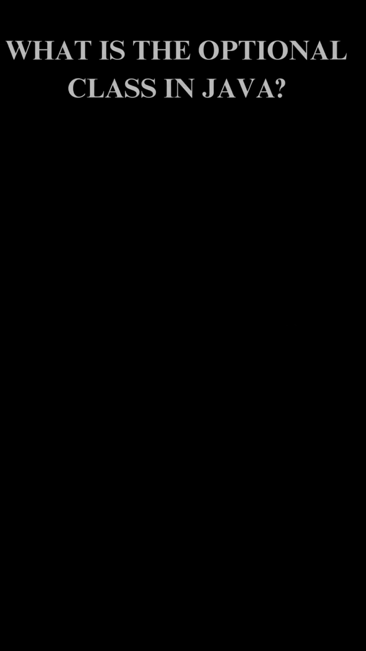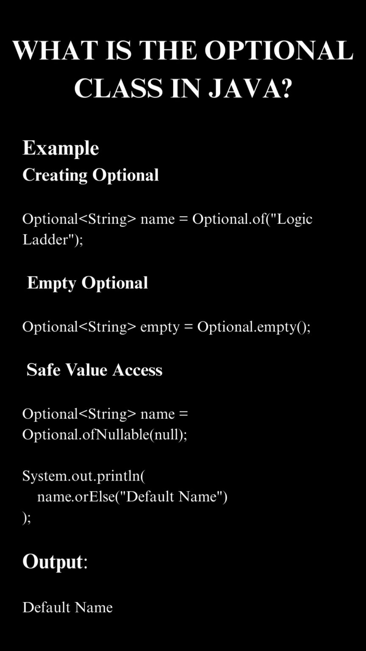Here I am creating an Optional using the Optional.of method. This is used when we know the value is definitely not null. Here the value is Logic Ladder. Next, Optional.empty creates an empty Optional object representing no value present without using null.